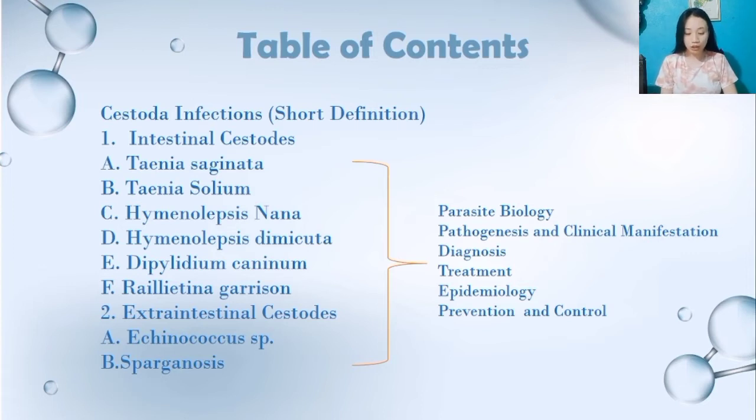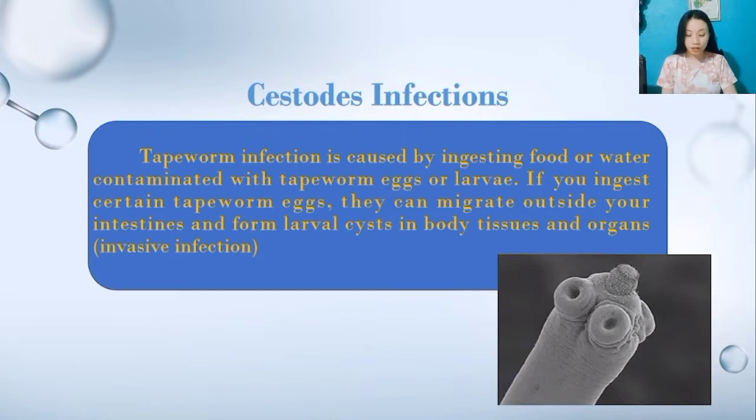And then we'll be discussing cestoda infections. Intestinal cestodes include Taenia saginata, Taenia solium, Hymenolepis nana, Hymenolepis diminuta, Dipylidium caninum, Raillietina garrisoni. Extraintestinal cestodes include Echinococcus species and sparganosis. Cestode infection, or intestinal cestodes, or tapeworms. Tapeworm infection contributes minor symptoms and it may lead to serious disease such as anemia and malnutrition.